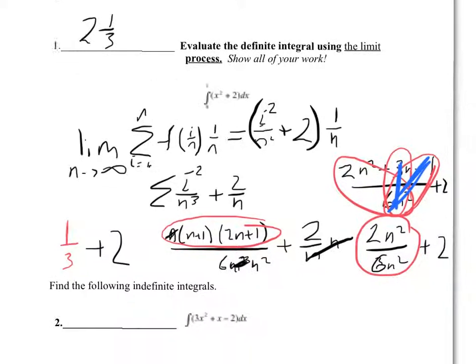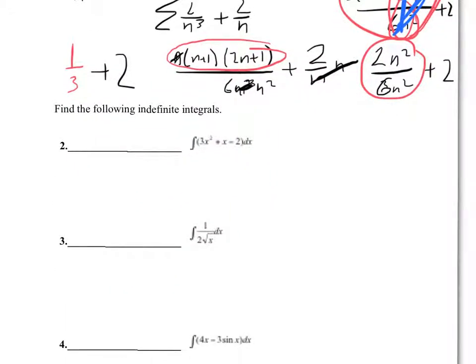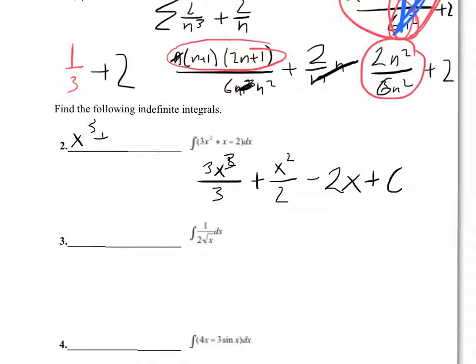Okay, now let's go to the other ones. Now these are just the indefinite integrals here. So simple power rule says that 3x squared changes to 3x to the third over 3 plus x squared over 2 minus 2x plus c. So simplifying just a little bit, it should just end up with x cubed plus x squared over 2 minus 2x plus c.